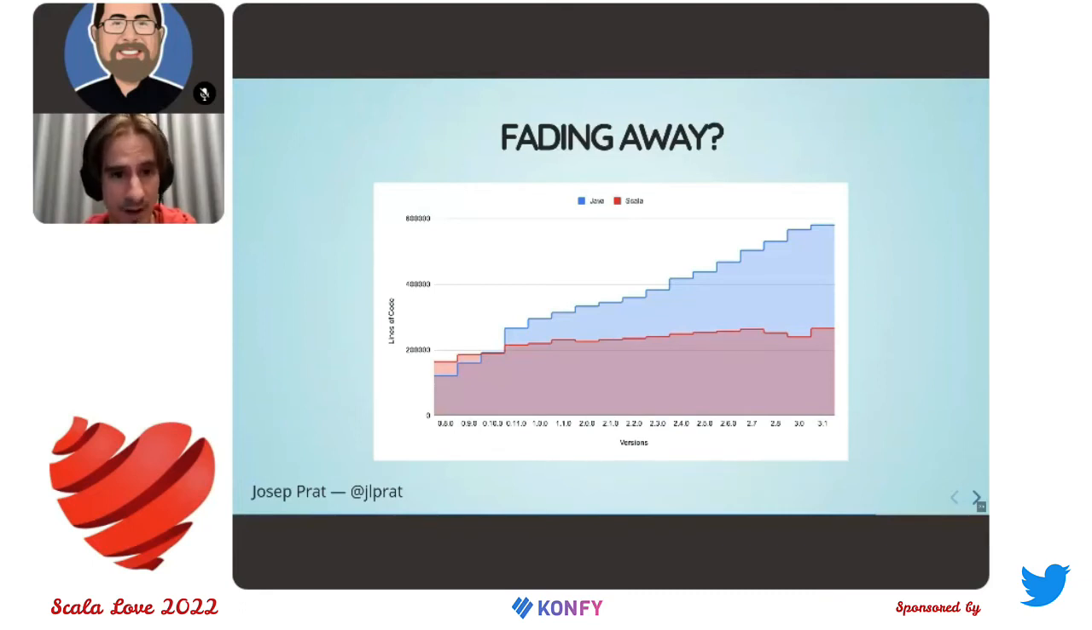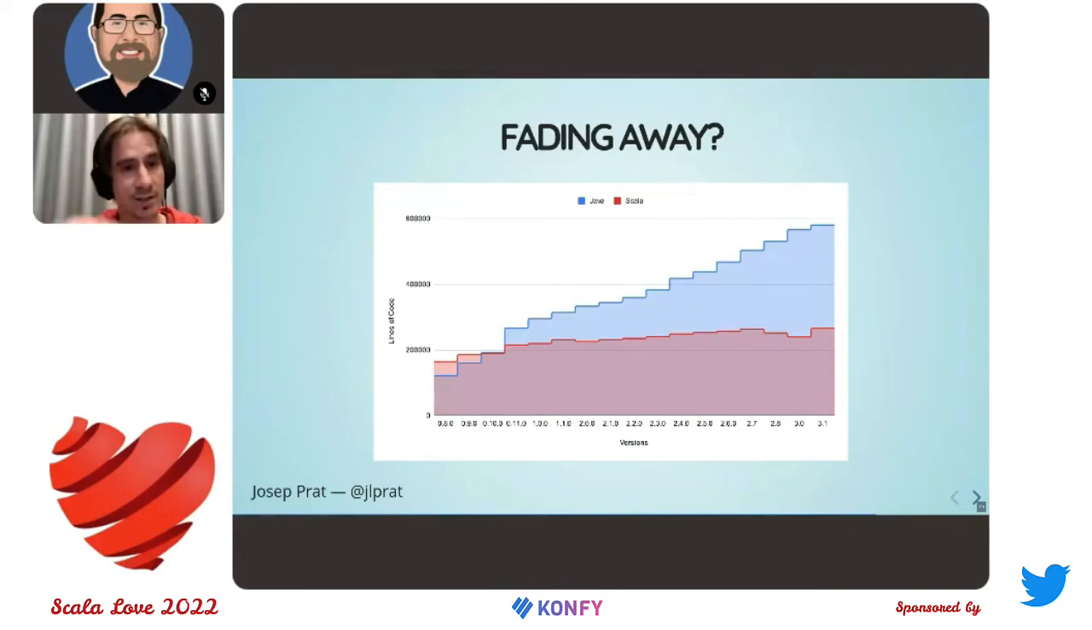That graph here is the evolution of Scala and Java code in Kafka. So if we see, the red line is Scala and the blue line is Java, and the vertical axis is lines of code and the horizontal one is versions. So we can see that Scala started with more than 50% of the code base being Scala. And actually the build tool was SBT.